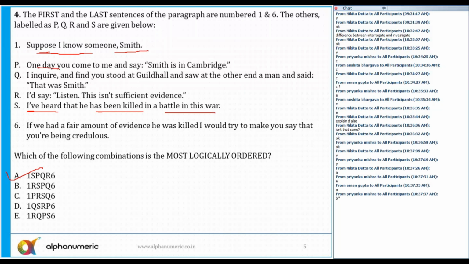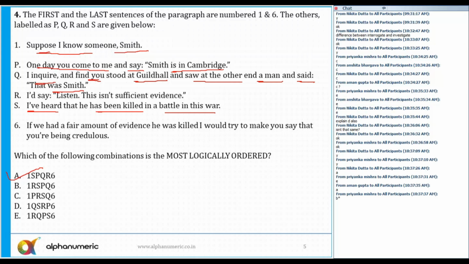But one day you come to me and you say Smith is in Cambridge. Because you are telling me that he's alive, he's in Cambridge, what will I do? I inquire. And I find you stood at Guildhall and you saw at the other end a man and you said that was Smith. So when you say to me that you have seen Smith in Cambridge and I try to find out, then I come to realize that you saw a person. You did not look at that person closely. You saw that person and you said that was Smith.